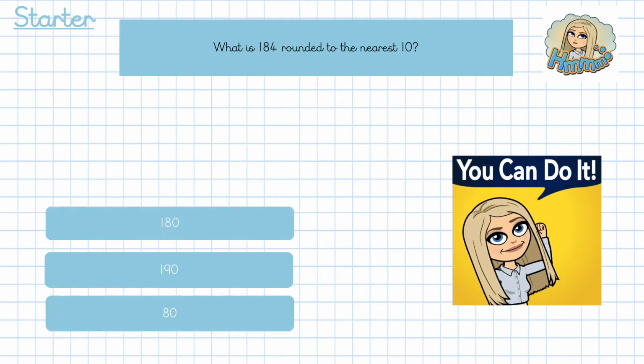It's now time for question 2. What is 184 rounded to the nearest 10? Is it A, 180, B, 190, or C, 80?